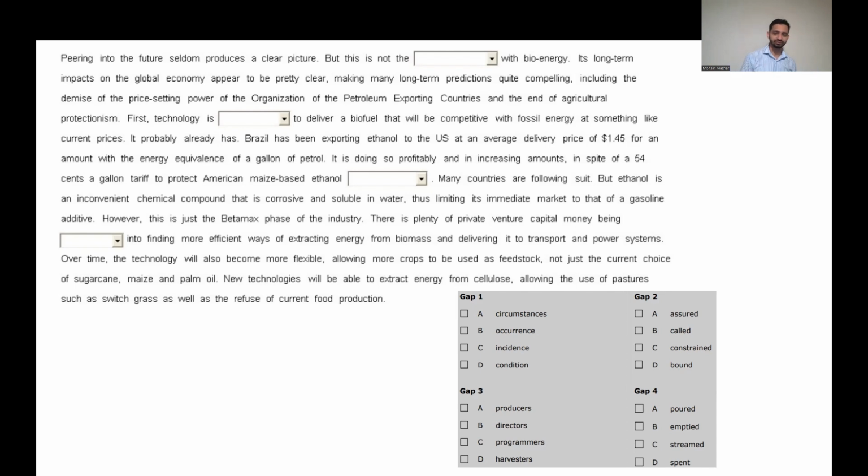producers. So ethanol is a production thing. It's not a programmer or a director. So harvester is not harvested. So you should think about it. It's produced things that produces, right? So they're trying to protect.